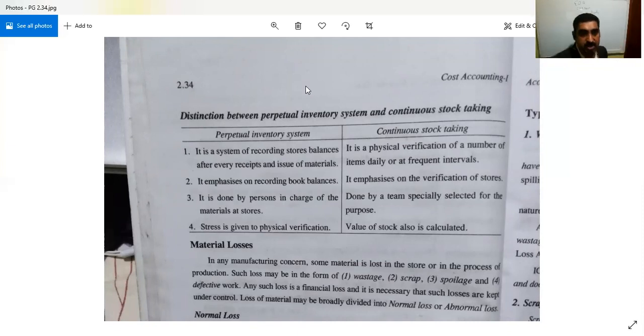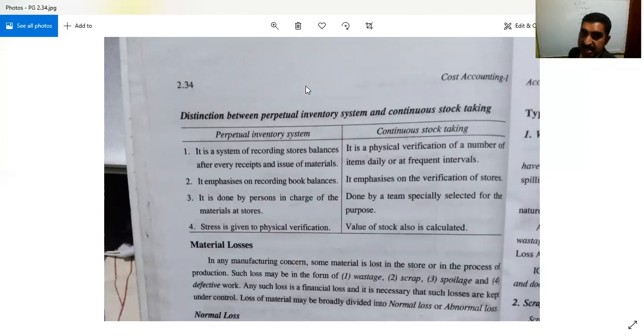മനസ്സിലായല്ലോ? First difference between perpetual and continuous: emphasis on recording the book balances, while the other has emphasis on verification of the stores. അതായത് ഡയറക്റ്റ് ആയിട്ട് ചെക്ക് ചെയ്യുന്നു, മറ്റേത് ബുക്ക് ബാലൻസ് ആണ് മെയിൻലി ചെക്ക് ചെയ്യുന്നത്. Perpetual is done by the persons in charge of the material at the store, while continuous is done by a team specially selected for the purpose.